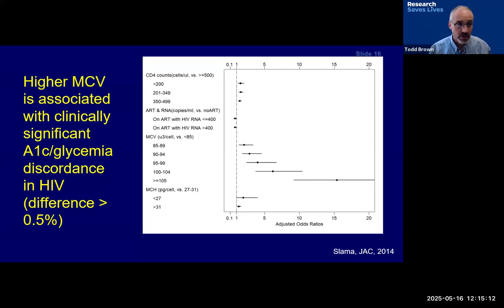And so, we get MCV all the time as part of the CBC. We don't really use it unless we're working up anemia. But this is one situation where it can be useful to think, the A1C that you have in your patient with HIV, is it accurate, or do they have an MCV of 100, 105? That we don't really understand why, and that person is more likely to have discordance.